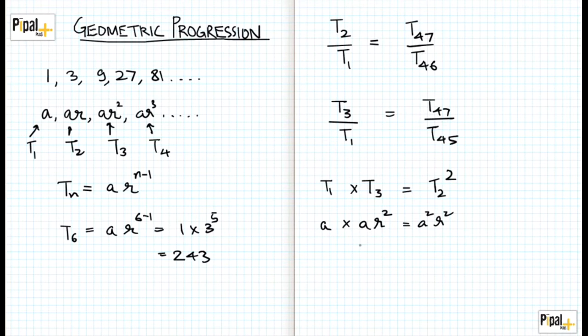The whole idea of this logic is that you take any three consecutive terms, let's say T45, T46 and T47, we are going to have the product of T45 and T47, right? T45 multiplied by T47 is going to be equal to the square of T46, right? So this is not just true for three consecutive terms, it is also true for equidistant terms, right?